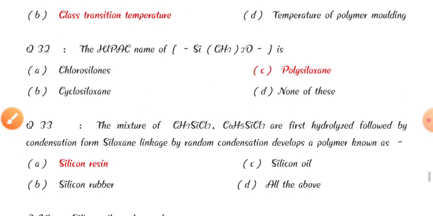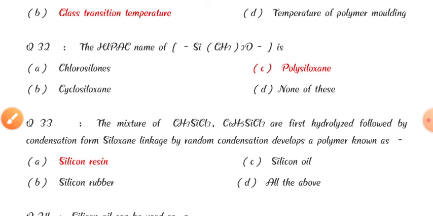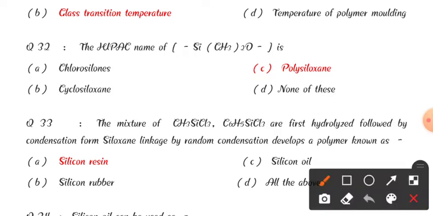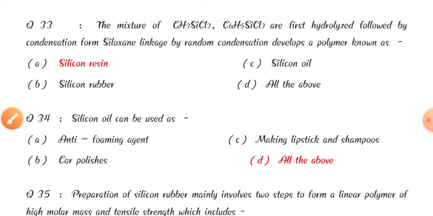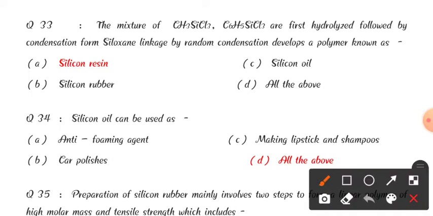Now question number 32: the IUPAC name of that complex is polysiloxane, which is the correct answer. Now question number 33: a mixture of CH3SiCl3 and C6H5SiCl3 is first hydrolyzed, followed by condensation to form silicone. Random condensation develops a polymer known as a silicone resin.